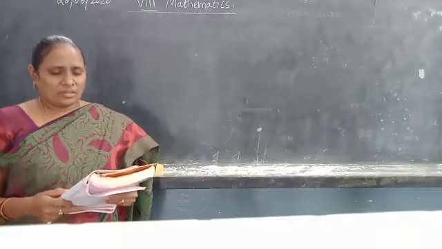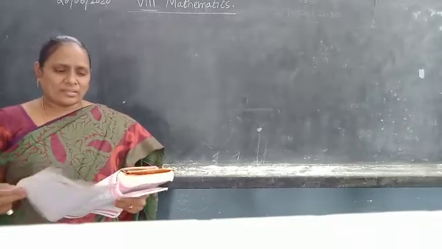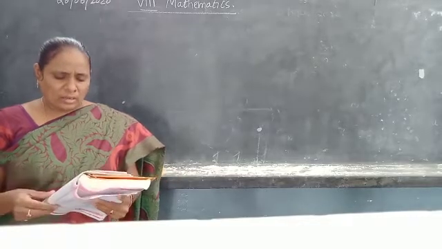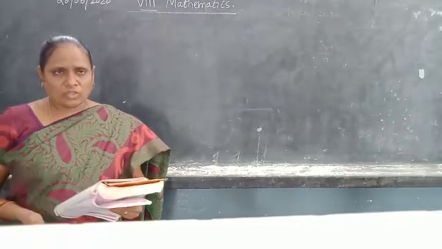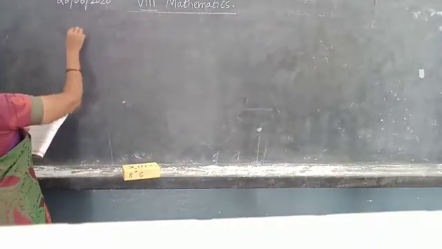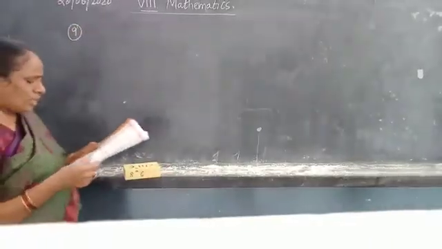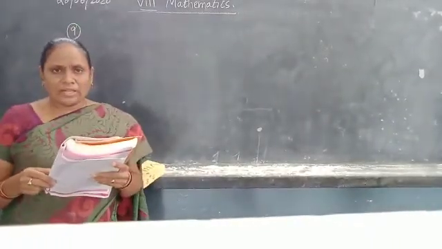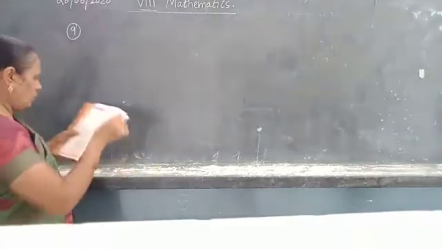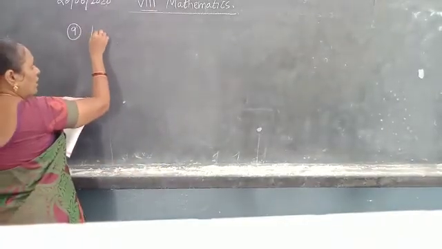Hello children, we completed exercise 1.1 in rational numbers till the 8th solution. Now I am continuing with the 9th problem. So what is the 9th question given? What number should be added to minus 5 by 8 so as to get minus 3 by 2?